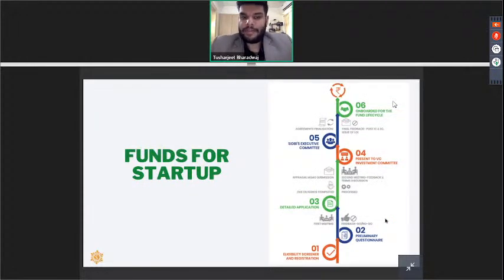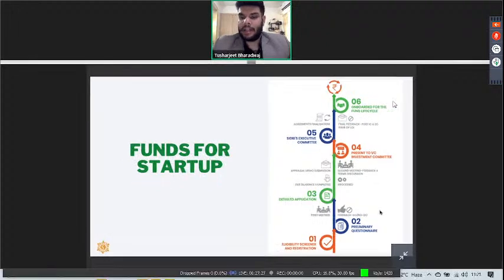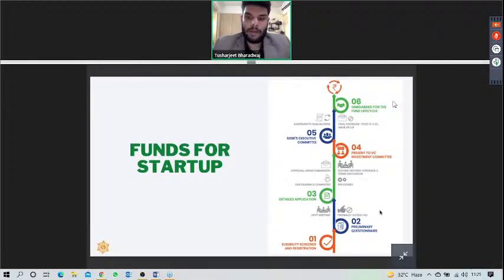Then what is the process for funds for startups? The first one is the eligibility screener and registration. You need to register and you need to be eligible for that. Then there will be a set of preliminary questions which will be handed over to you. There will be a first meeting scheduled in which you'll be given feedback on whether you can proceed for the funding or you cannot. Then there will be a detailed application.